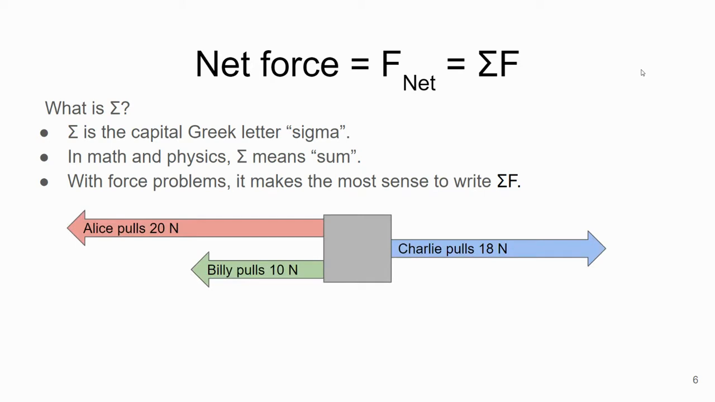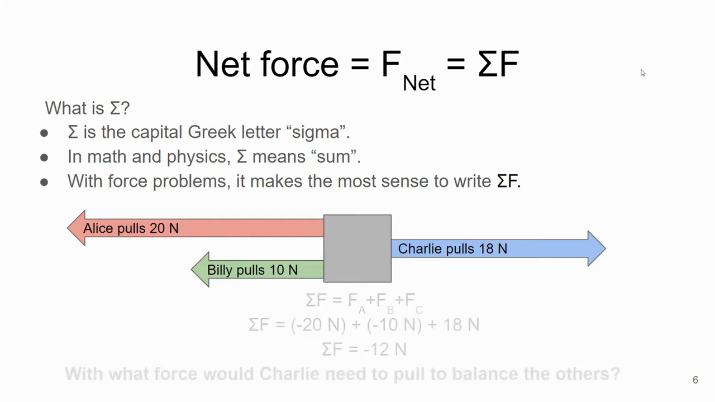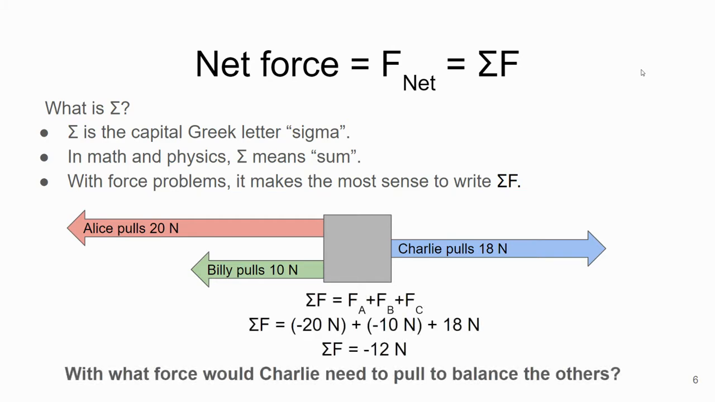So imagine you have a box. We've got a gray box here in the middle. Alice is pulling to the left with 20 newtons. Billy is pulling to the left with 10 newtons. And Charlie is pulling to the right with 18 newtons. So what is the net force on the box? You could write it this way. Sigma F is equal to F sub Alice plus F sub Billy plus F sub Charlie.